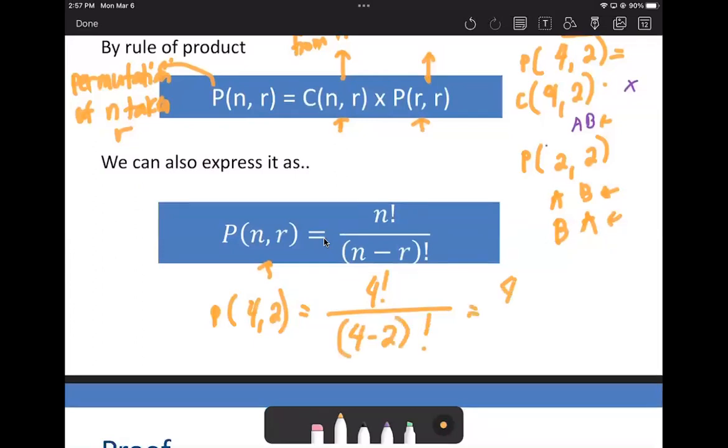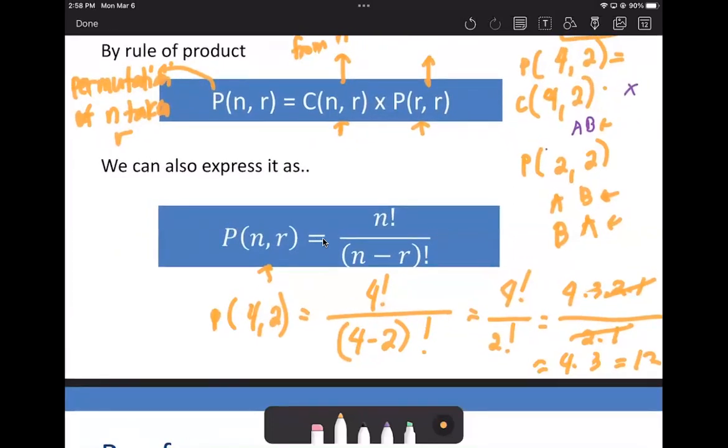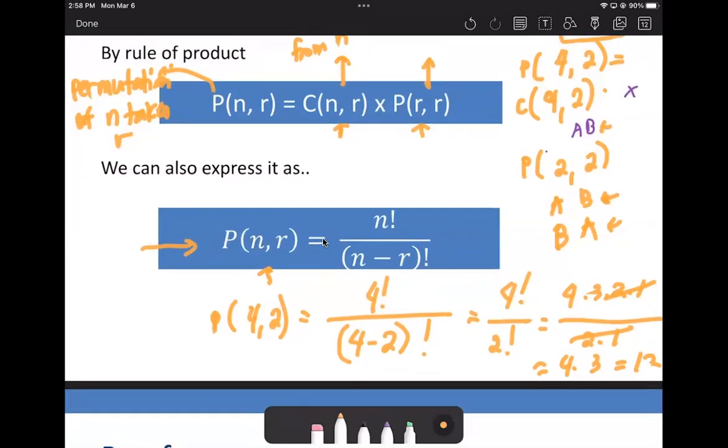So that will give us 4 factorial over 2 factorial, and you know that 4 factorial is equivalent to 4 times 3 times 2 times 1. And then for the 2 factorial, that will be 2 times 1. So this will be canceled out, and we will be left with 4 times 3, which is equivalent to 12. Okay, so that's it. You have to remember this formula, the permutation of N taken R.